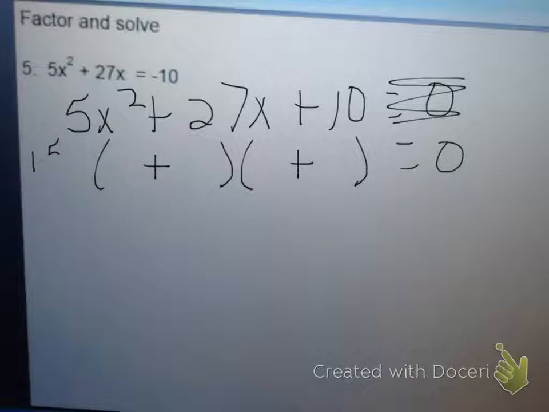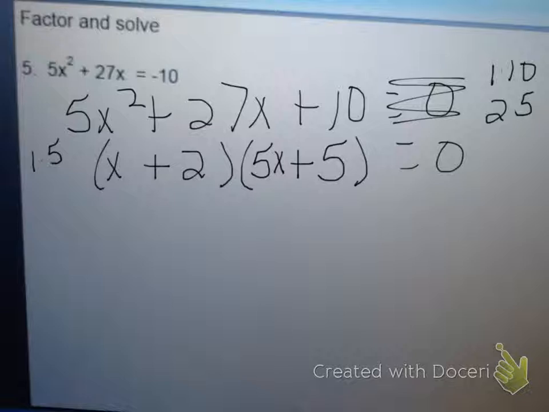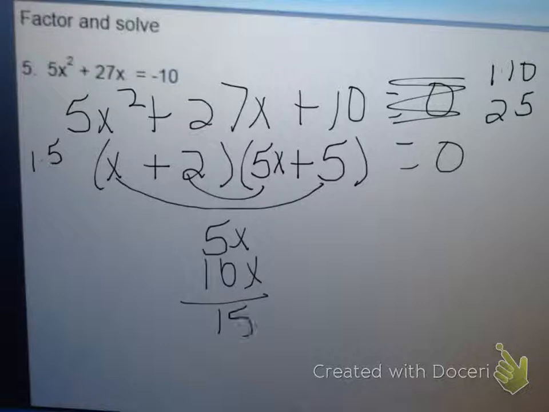Factors of 5 are 1 and 5, so I have no choice but to use 1x and 5x. Factors of 10, I can either use 1 and 10 or 2 and 5. I am going to try the 2 and the 5. I am guessing. So let's check. 5x plus 10x is 15x. Is that my middle term? No, my middle term is 27x. So I'm going to flip the 2 and the 5 around.